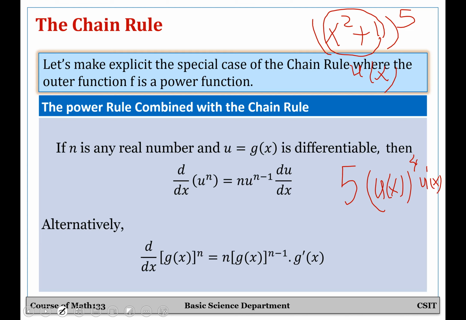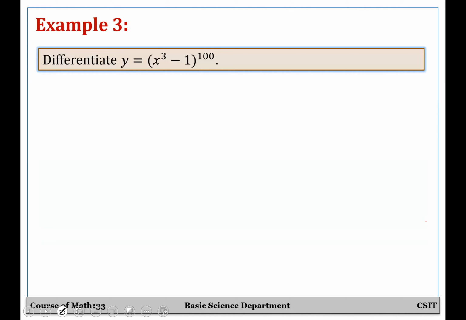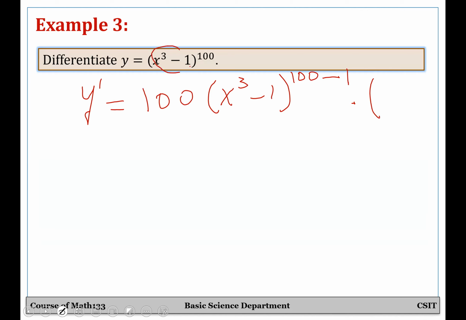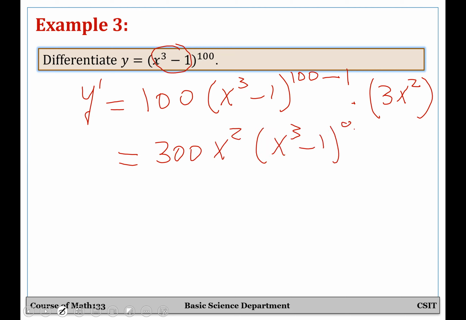Okay, like this example, you see, I won't write f and g. I will just write y prime, the derivative, which is equal to 100, the power in front, and then the function x cubed minus 1 powered by 100 minus 1 times u prime, that means times the derivative of x cubed minus 1, which is 3x squared. That's it, because the derivative of minus 1 is 0. So in simplified form, it will be 300 x squared times x cubed minus 1 power 99.